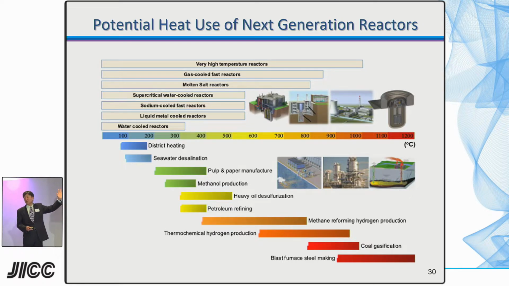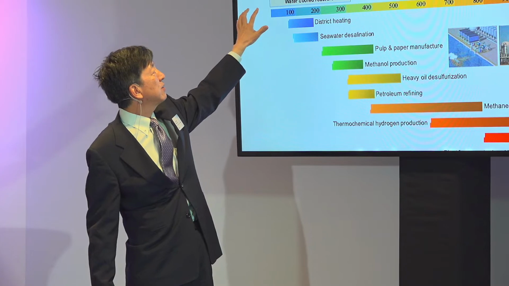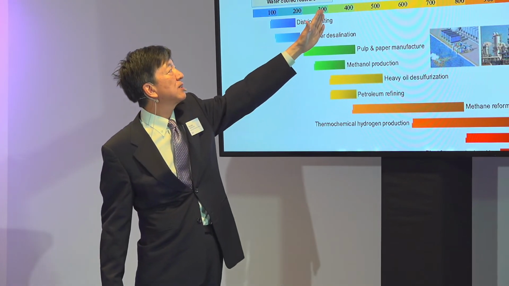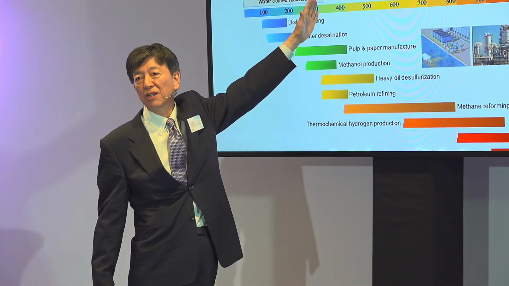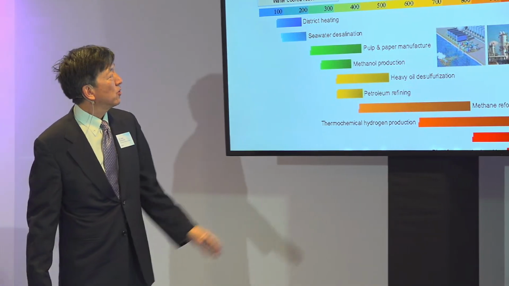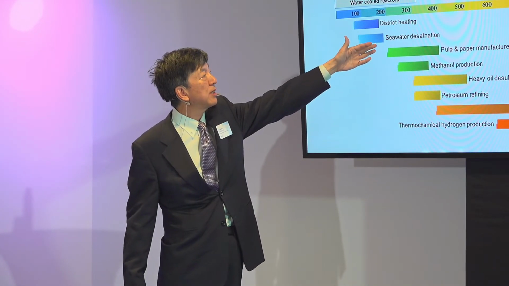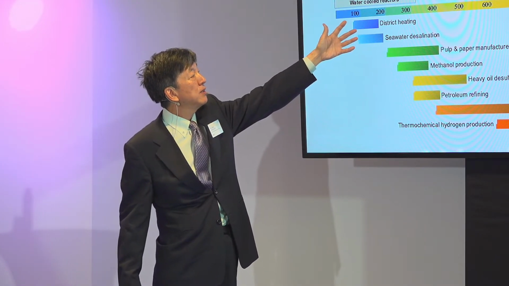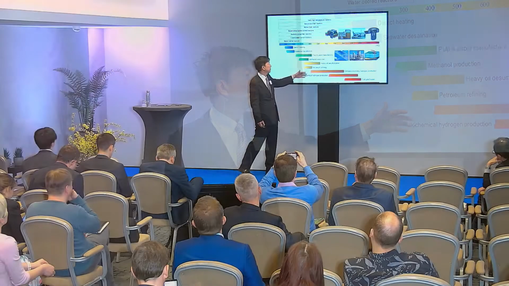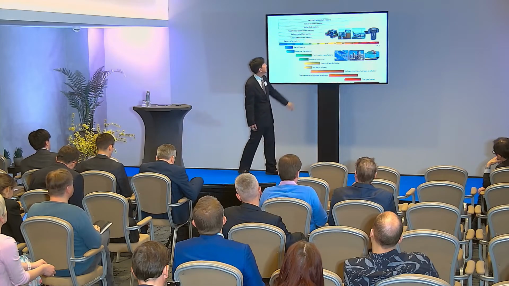So what is the solution? This is the next generation reactors, one of the important missions of the next generation reactor. In this slide, this part is a water-cooled reactor, that is the light water reactor. The light water reactor temperature range is less than 300 degrees C. So this system can be used for district heating and seawater desalination. However, it cannot be used for other purposes shown here.